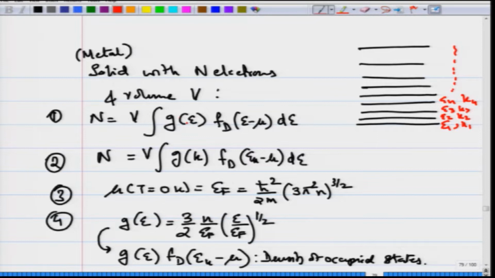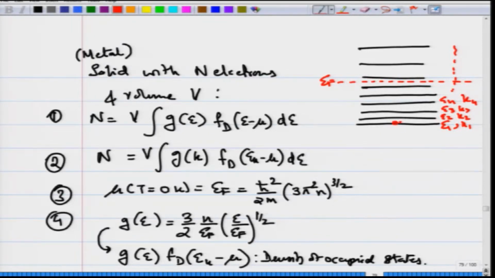This gave us a way to calculate the chemical potential of the system at 0 temperature. The chemical potential at 0 temperature is the Fermi energy, and this Fermi energy comes out not to be a function of the temperature. Temperature has no role to play. The Fermi energy is quite high, and it depends on the density of electrons.